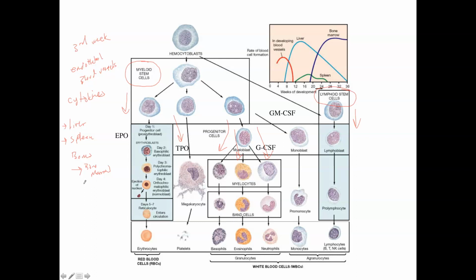By birth, your liver and spleen essentially are no longer producing blood cells, so we can cross those out. Liver and spleen, by the time you're born, are not producing blood cells, and so we rely heavily on bone marrow. So during infancy, adolescence, and into adulthood, we're relying on bone marrow to go through the hematopoietic process and produce red blood cells, platelets, and white blood cells.